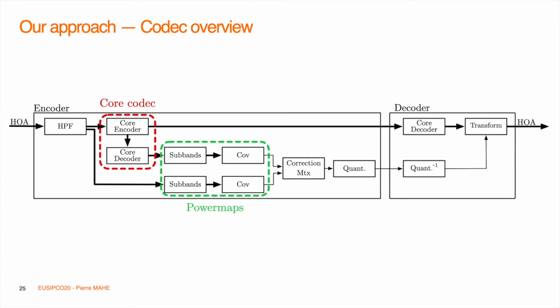In the power map module, both signals, the original and decoded, are divided into subbands. For each, covariance matrices are computed. After that, using Cholesky decomposition, the T matrices are calculated, quantized, and sent to the decoder. On the decoder side, the T matrices are unquantized and applied directly to the decoded signal.